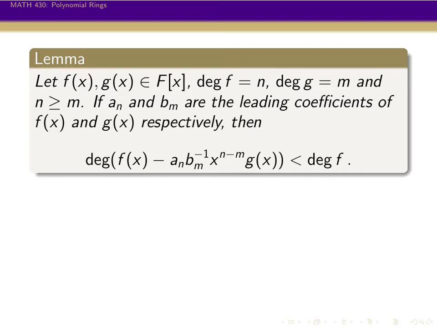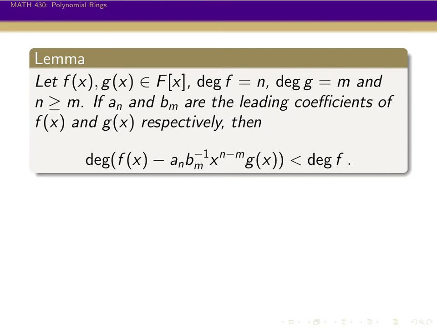And so we're going to need a little lemma. Let's suppose we have two polynomials, f of x and g of x, same as in the statement of the theorem. But we're going to set that the degree of f is at least as big as the degree of g. Okay, and we're going to let a sub n and b sub m be the leading coefficients of f of x and g of x, like we had previously. Then I can create some new polynomial from f of x and g of x, and in particular it's going to be f of x minus a sub n times b sub m inverse times x to the n minus m times g of x, and this is going to have degree strictly less than the degree of f.